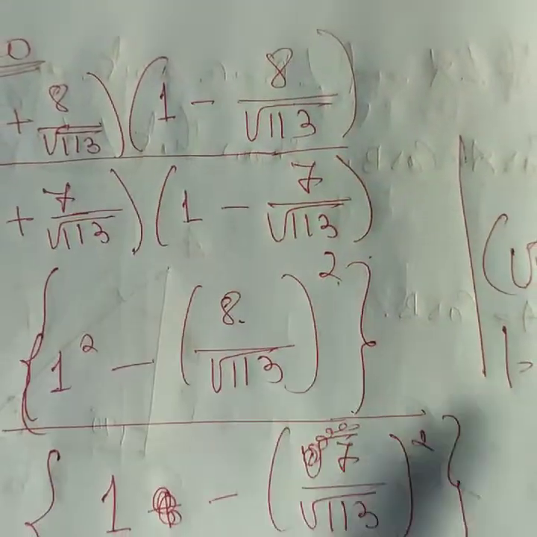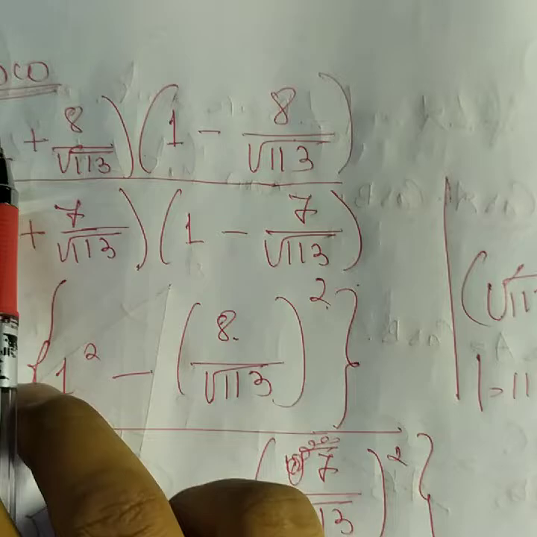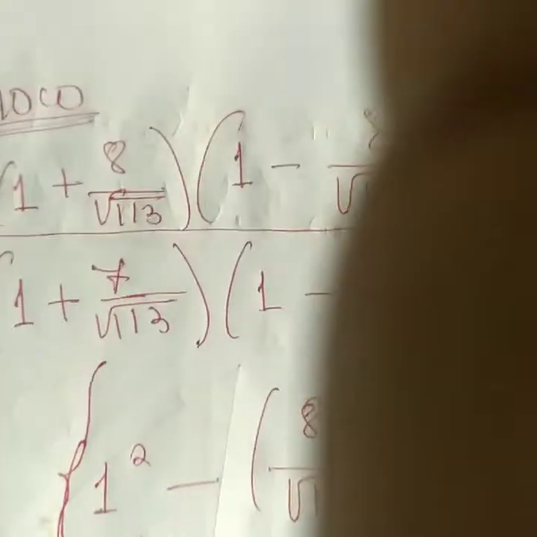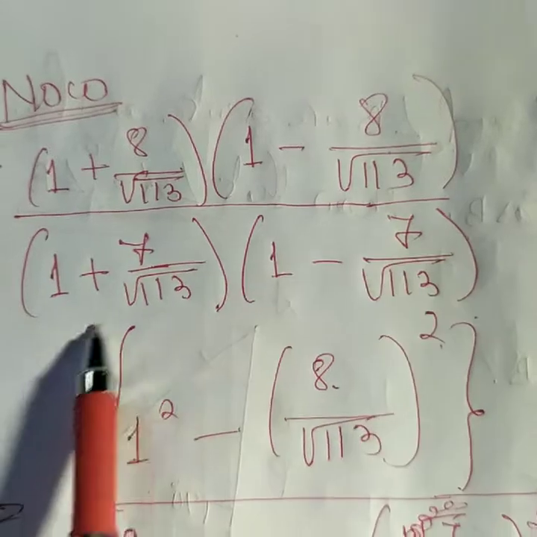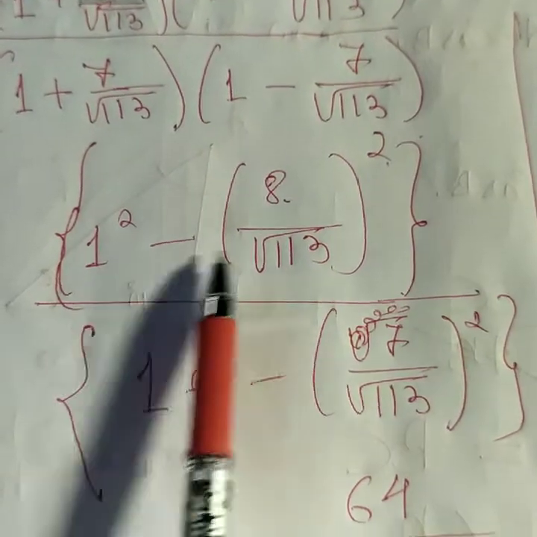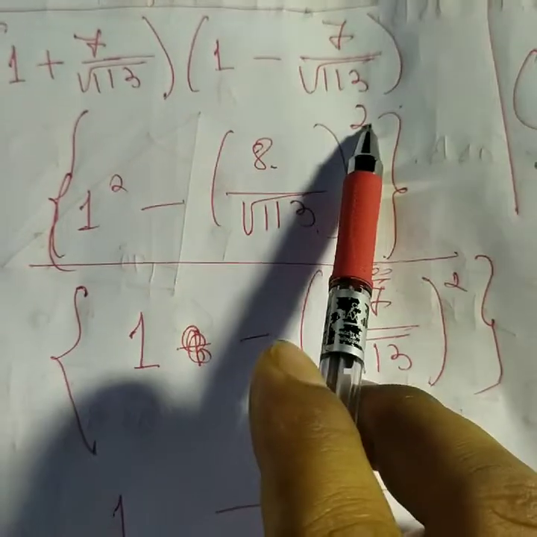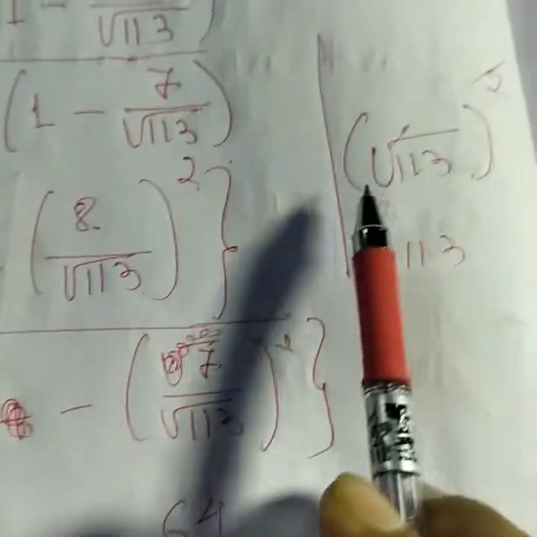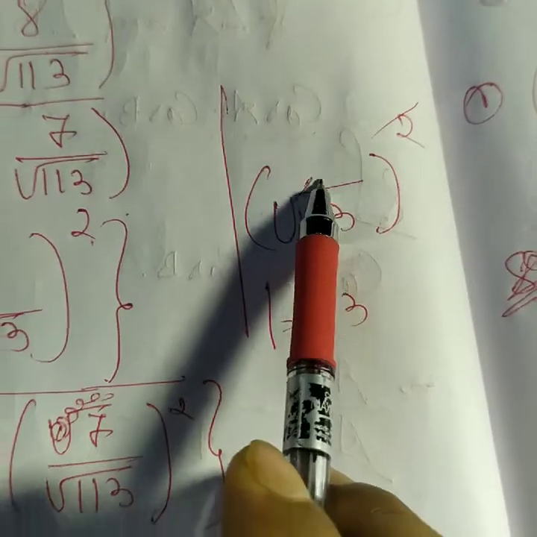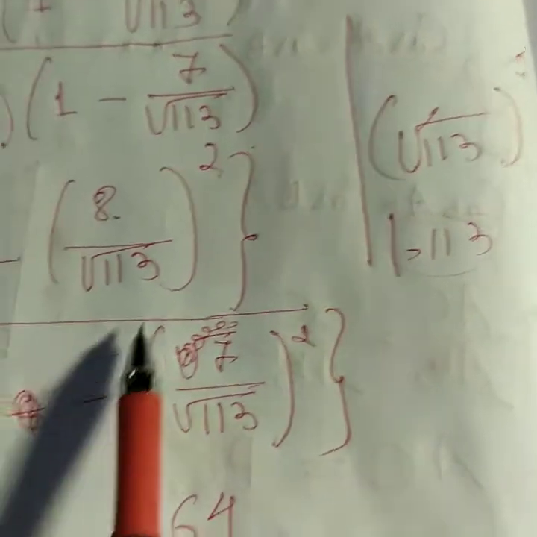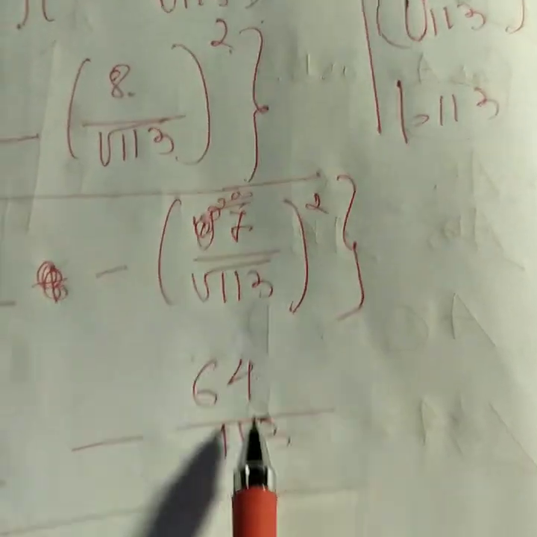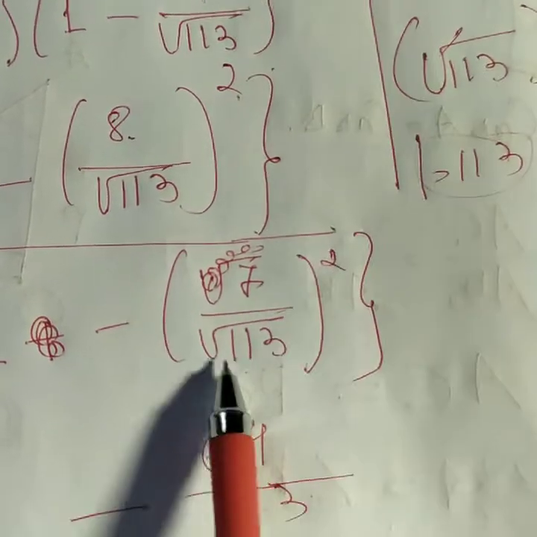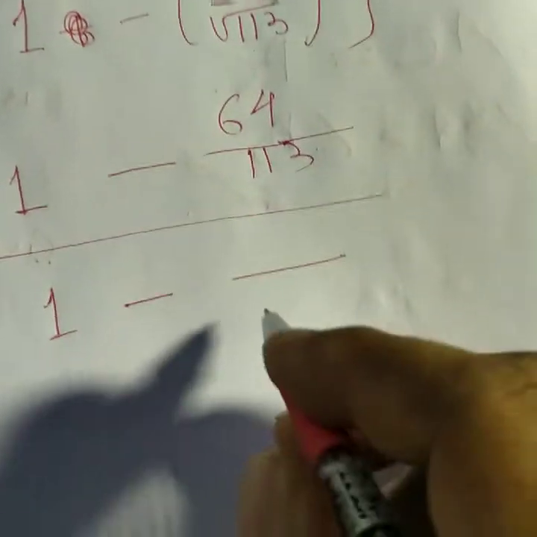Now there is one basic formula. A plus B, A minus B. What is the formula? It will be A square minus B square. The same thing is happening here. A square minus B square, A square minus B square. Now 8 square will be 64. Now root 113 square will be what? Whenever you square a root number, the root will get cancelled. Only the number will remain. Here also same thing, the root will get cancelled, 113 will remain here. So 7 square will be 49, root 113 square will be 113.